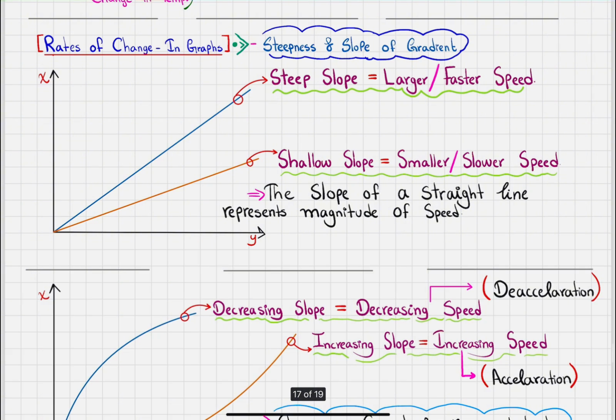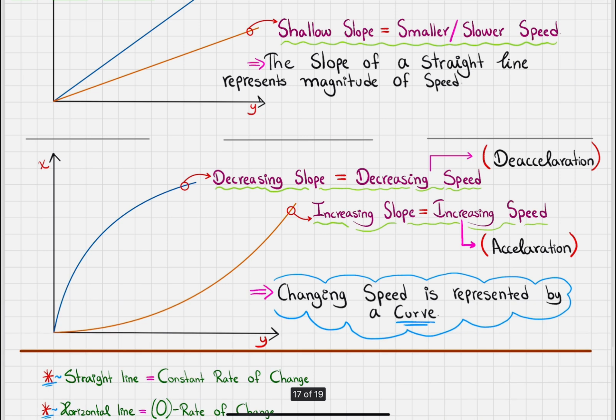Rates of change in graph. So steepness and gradient of a slope. We've taken this in physics as well. Steeper slope is equal to larger and faster speed, closer to the y-axis. Shallow slope is smaller and slower speed. The slope of a straight line represents the magnitude of the speed.